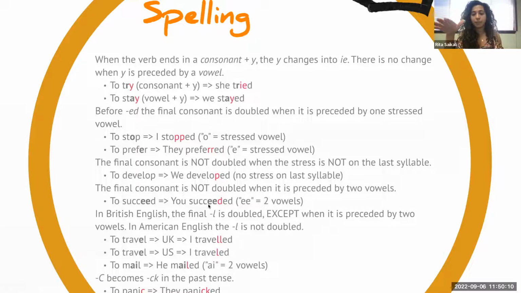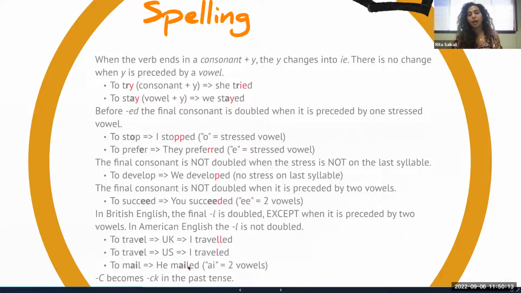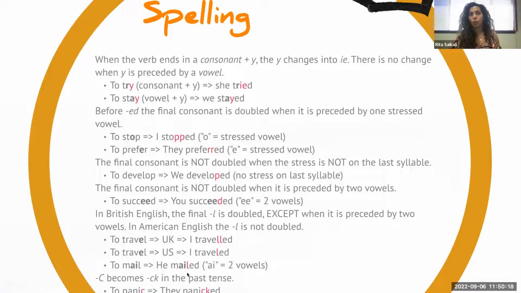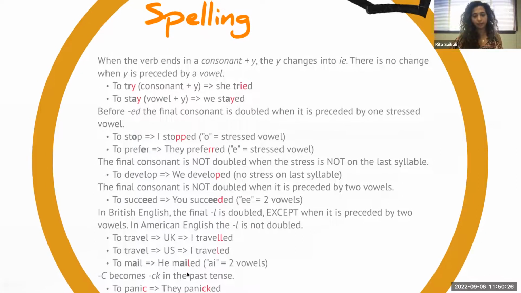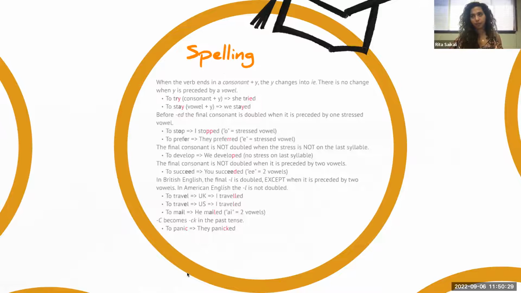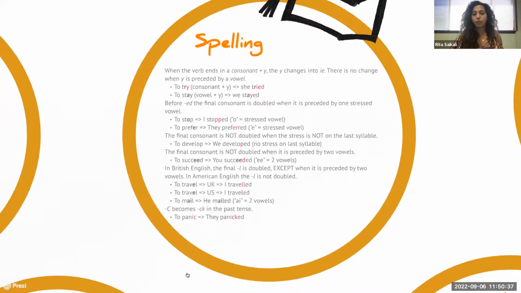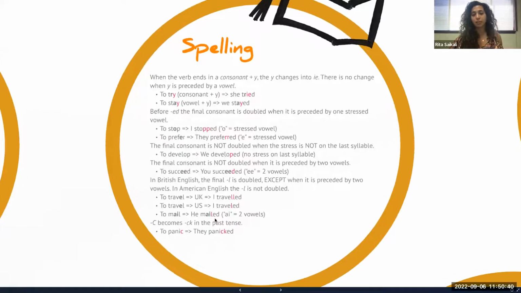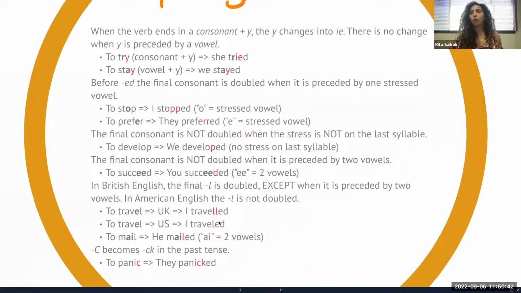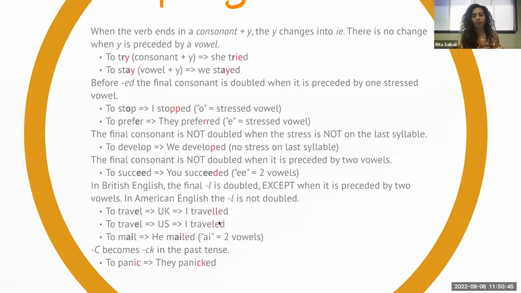Mail, the same. He mailed. Again, it has two vowels, so in British English, it's still one L. But do you care about that today? Absolutely not. All right. Yeah, so mailed has two vowels. That's why it's not doubled. But in American English, it's not doubled anyway. So we live in America, so we don't have to worry about the double L's. Yeah? Cool.